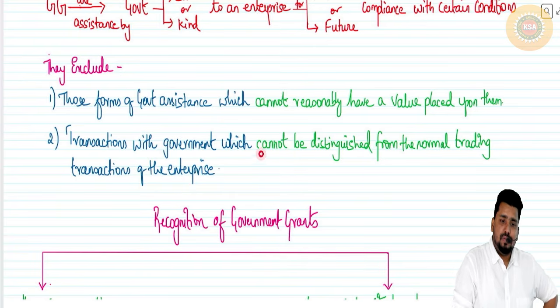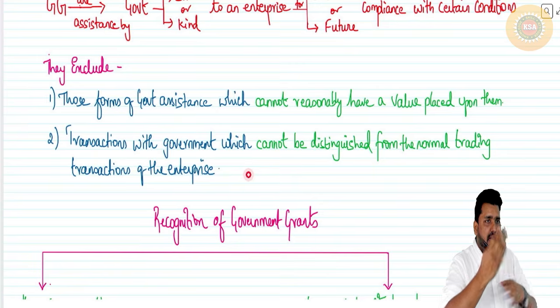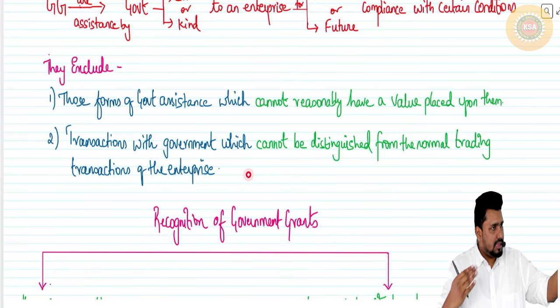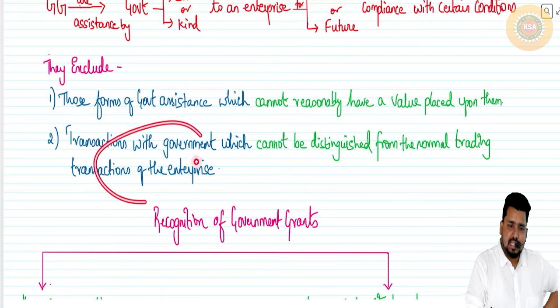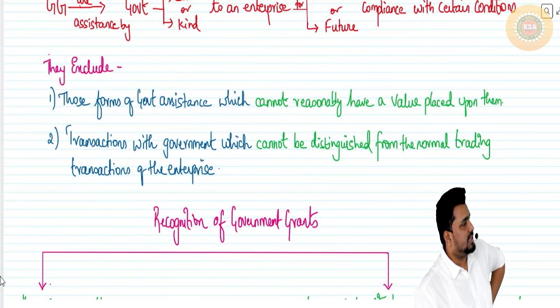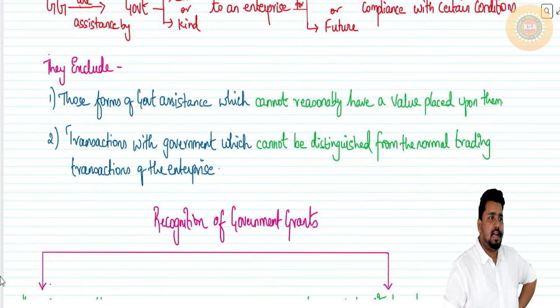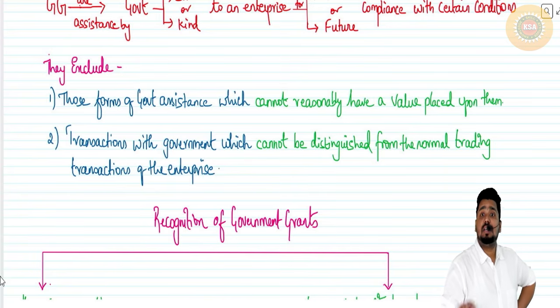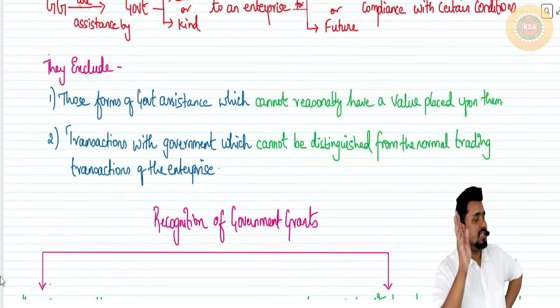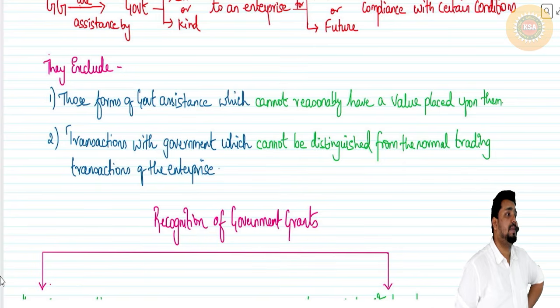When you do a transaction which is in the ordinary course of business, and you are not able to distinguish that from regular trading or the normal course of business, then they are not treated as a government grant. Clear or not clear? Mere receipt of a government grant is a conclusive evidence or not a conclusive evidence? Not a conclusive evidence that conditions will be or are going to be satisfied.